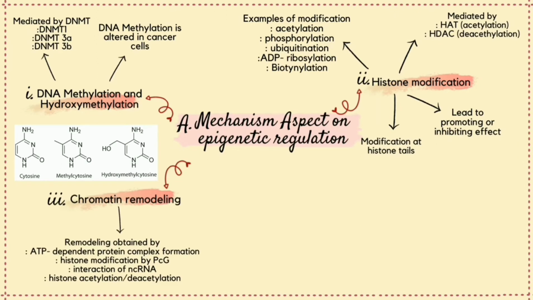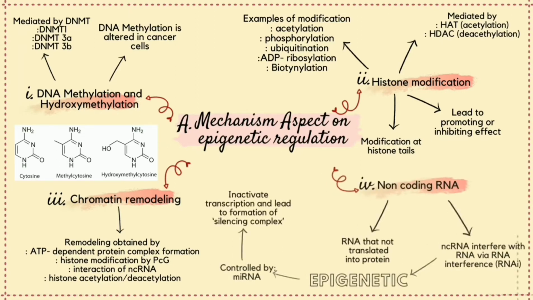The third mechanism is chromatin remodeling. Chromatin remodeling may cause cancer as it may activate and suppress the gene transcription. The chromatin remodeling can be achieved by several means such as ATP-dependent protein complex formation, histone modification by polycomb protein (PCG), interaction of non-coding RNA (ncRNA), and histone acetylation or histone deacetylation process.